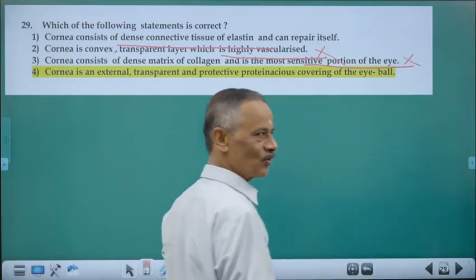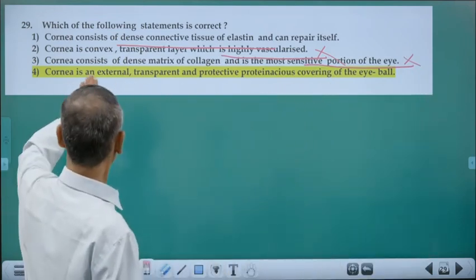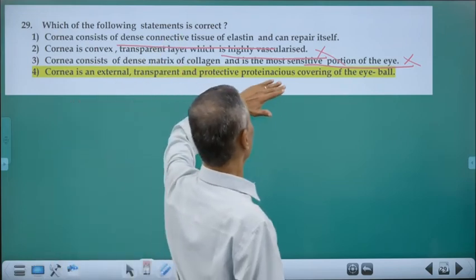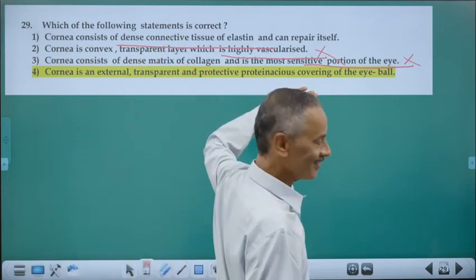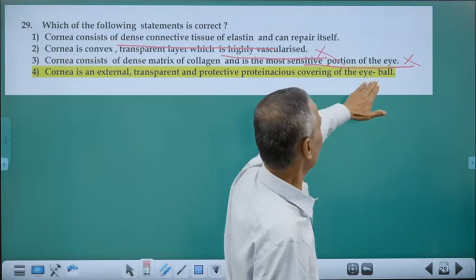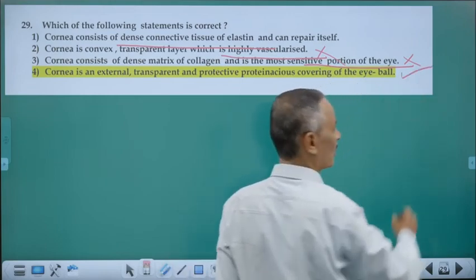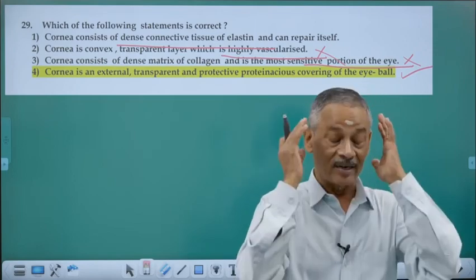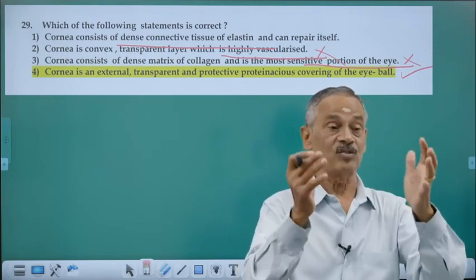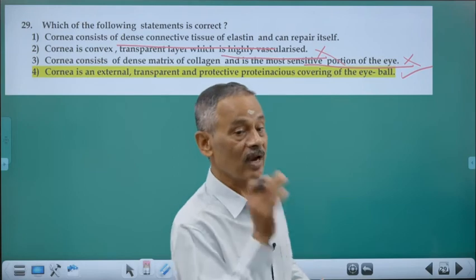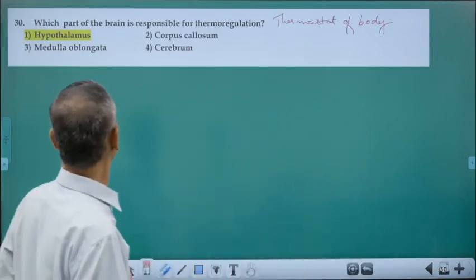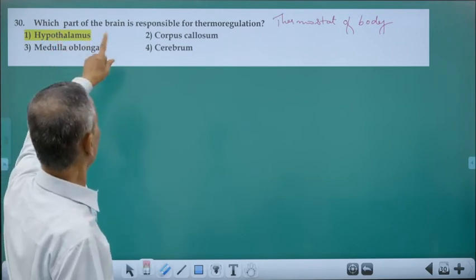Cornea consists of dense matrix of collagen and is the most sensitive portion of the eye. No, the sensitive portion of the eye is the retina. Cornea is an external, transparent, protective, proteinaceous covering of the eyeball. That's the correct one. And its main function is collecting light rays to our eyes, converging rays.